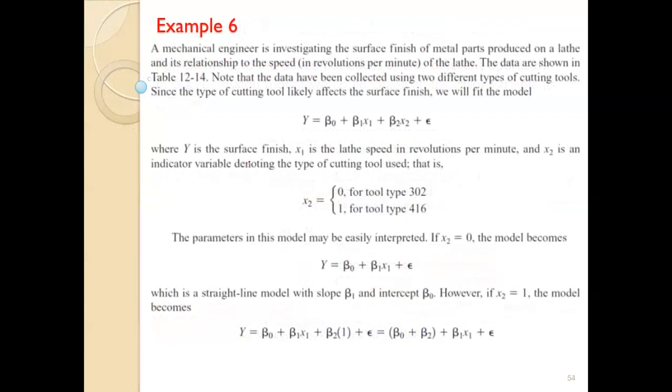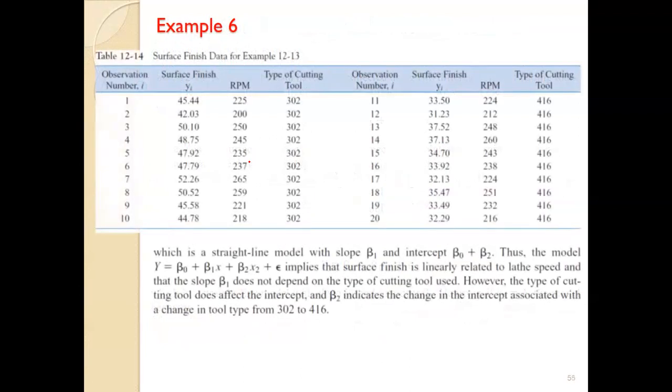For this example, a mechanical engineer checks the surface of a metal part. We have some data entered in this table. This table has the number of observations: we have 20 observations. We have 2 types of cutting tool: this is 302, and this is 416. For these 2 types, we also have the y and RPM at different values. That's why we have two systems, system 1 and system 2, with different patterns. This is the set of data.